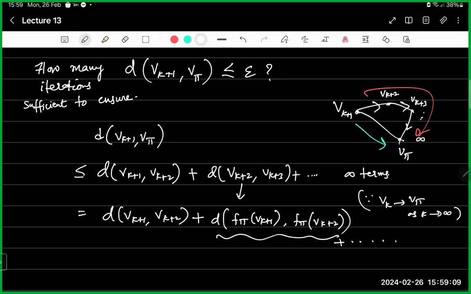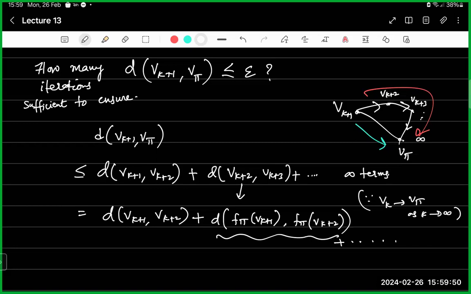From the contraction mapping, can we get a bound for this term? What does contraction mapping tell us? It will give us some bound, right? The distance after applying F between any two points is less than or equal to the distance before applying F. You take any two points in that space, you measure the distance before applying F and after applying F. The distance after applying F will be lesser. That's what the contraction property is giving us.